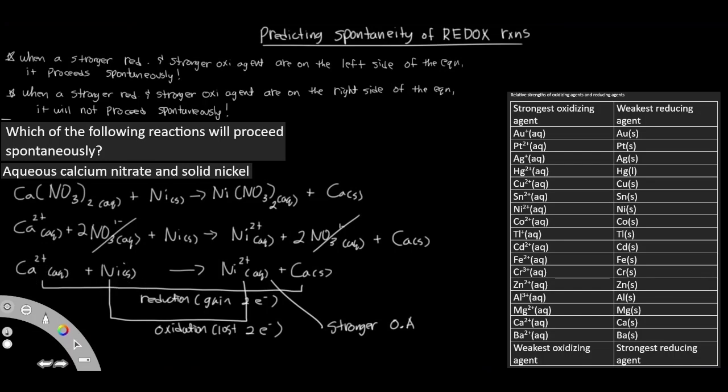Okay, so now let's do the reducing agent side. So let's get our Ni over here. So where is our Ni? There we have it. We're comparing it with the Ca. Where is the Ca? Ca is down over here. As you can see, it follows the same pattern. The Ca is a stronger reducing agent near the bottom. So both of these are on the right side of the equation, so it will not proceed spontaneously.